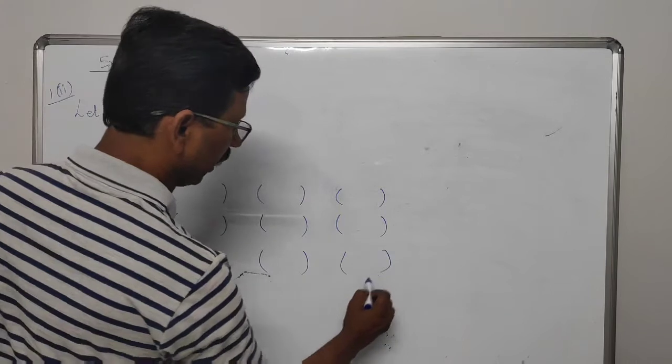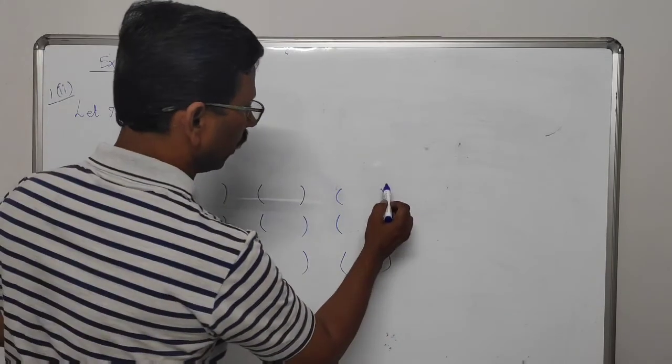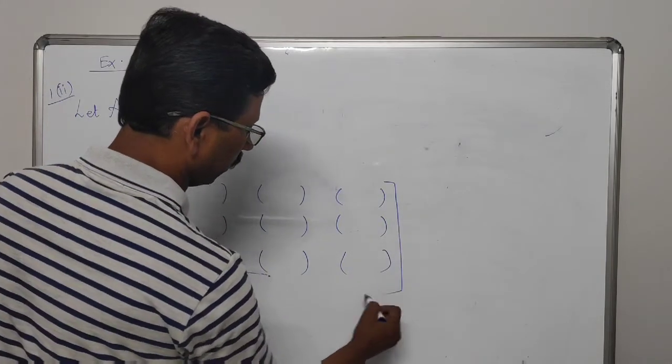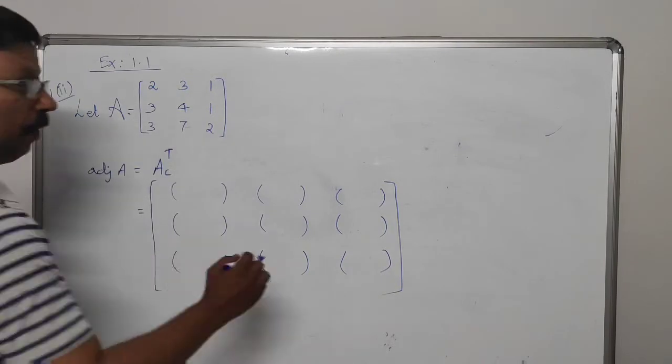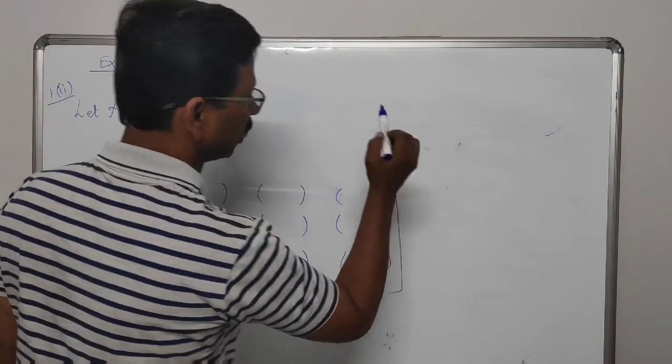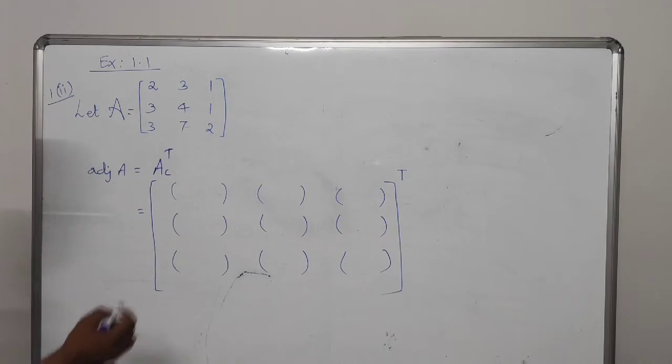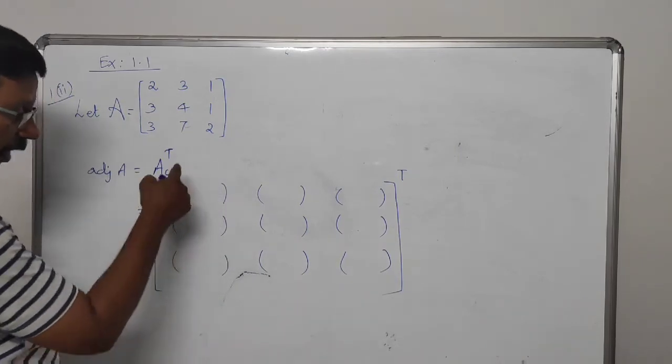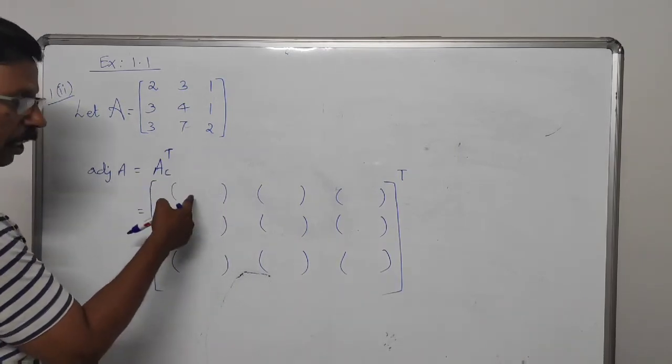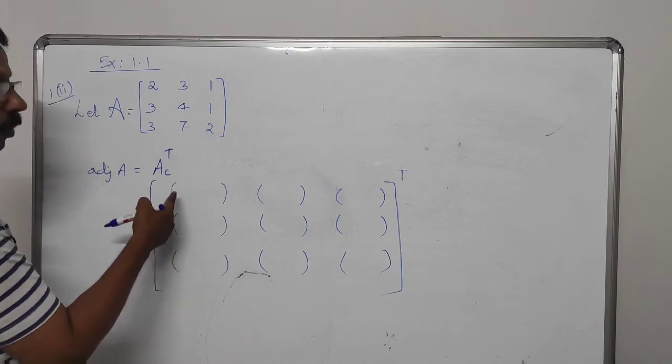Leave sufficient space between each column, because in between these things we have to assign a plus sign or minus sign. Now we have to take the transpose. Here, this is the first row, first column element. The first row, first column element is the cofactor. Therefore, you have to assign the sign.